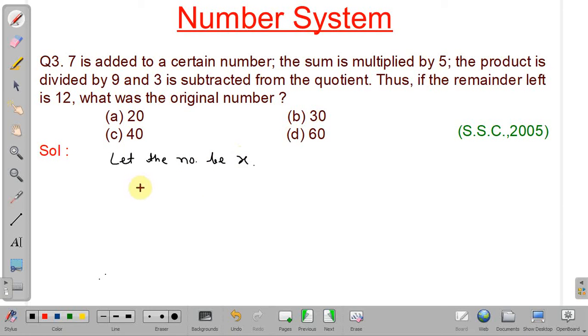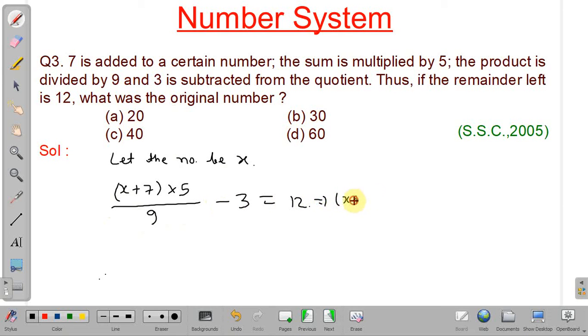Okay. So, 7 is added to the number. So, x plus 7. 7 is added to the number, then the sum is multiplied by 5. So, we have to multiply the sum by 5, and the product is divided by 9 and 3 is subtracted. So, we have to subtract 3 and this will give remainder 12. Okay. Now, we have to solve this only.